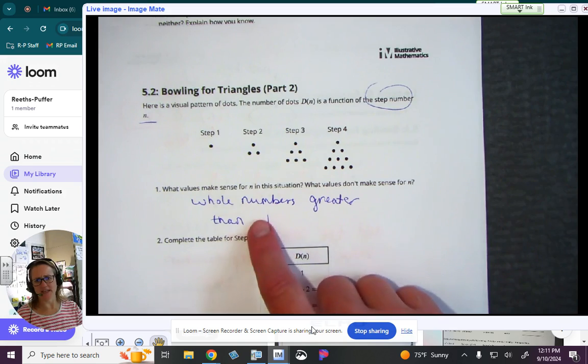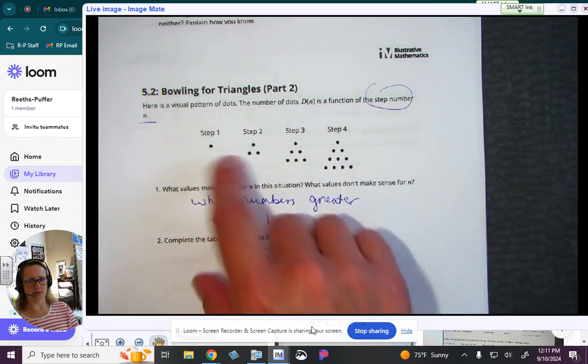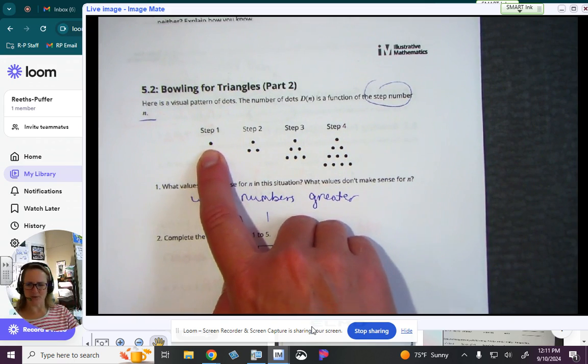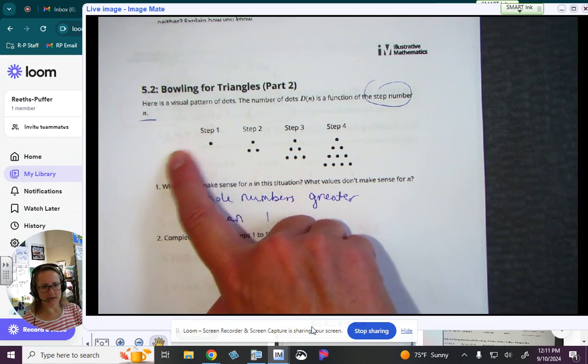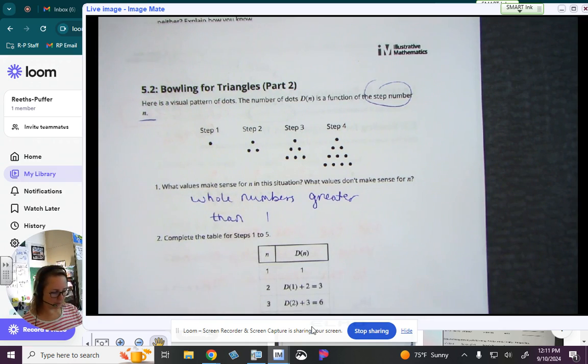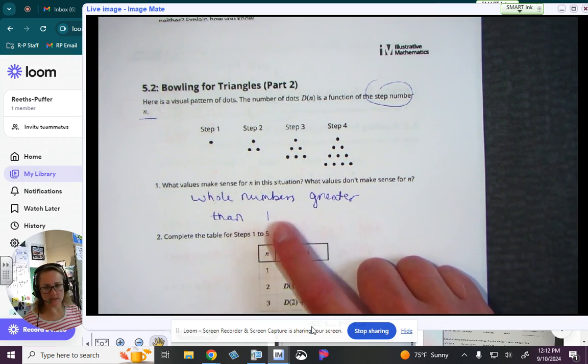I don't want to go to negative whole numbers. I don't know what a negative step looks like. I guess I could go backwards, but going backwards from here, I don't know what that would look like. I mean, I could go to 0, but then I can't go negative. So negative numbers don't make sense. So whole numbers greater than 1 are what makes sense here.